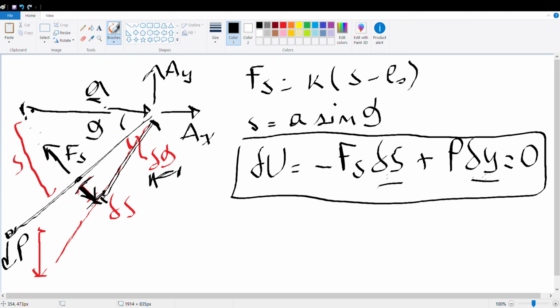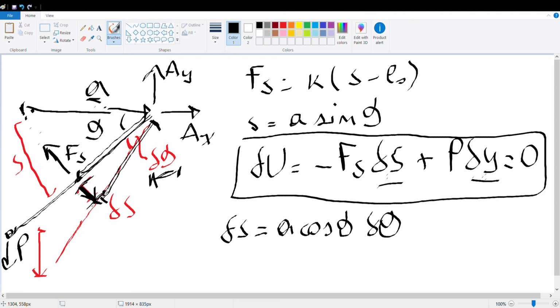So I need to find what this section here is. That section here is A cosine of theta, right? For a very small movement, this is what it is. So my delta S is going to be equal to A cosine of theta delta theta. Now this approach works in this case because it's a very simple geometrical problem.